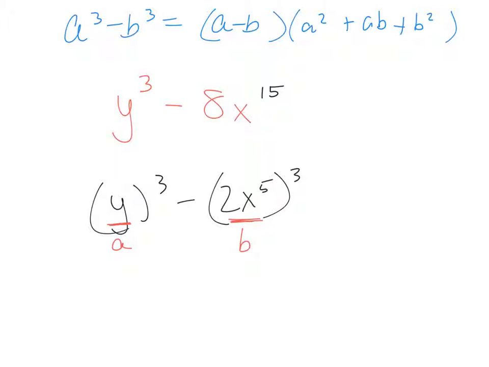Now that I know what a and b are, a is y, right here, and b is 2x to the fifth. Literally take 2x to the fifth, plug it in here, plug it in here, and plug it in here. Take y, plug it in here, plug it in here, plug it in here, and go ahead and see what you get.